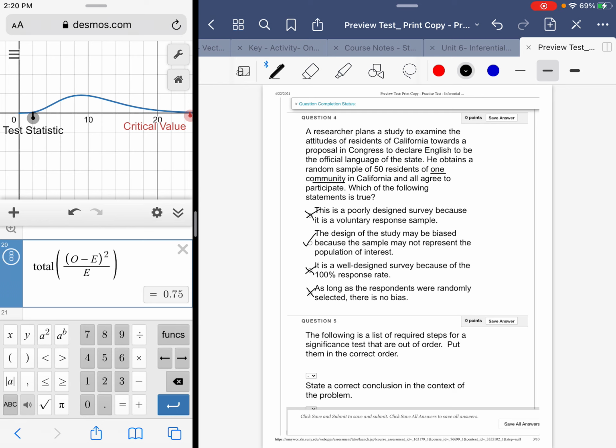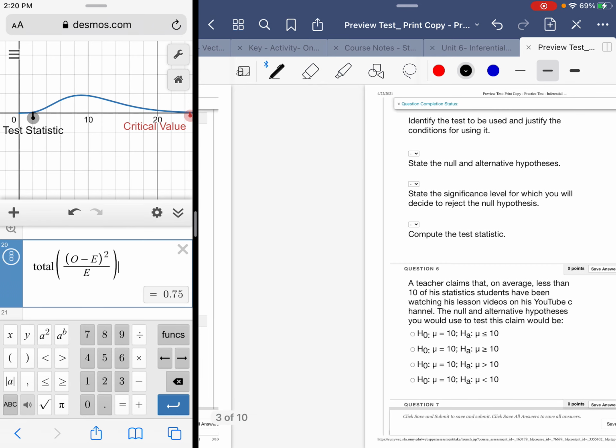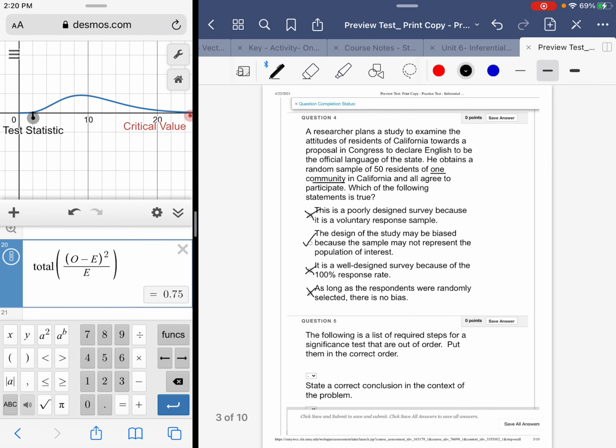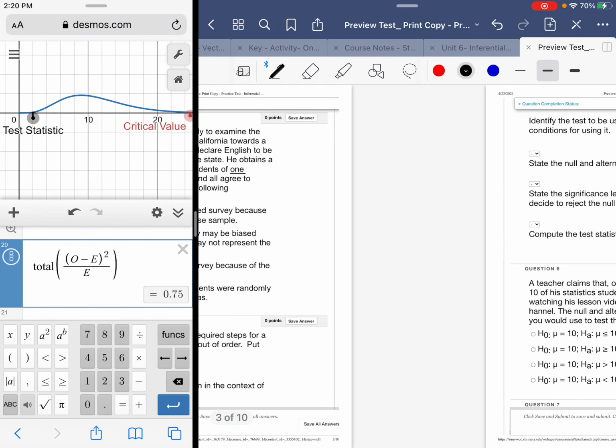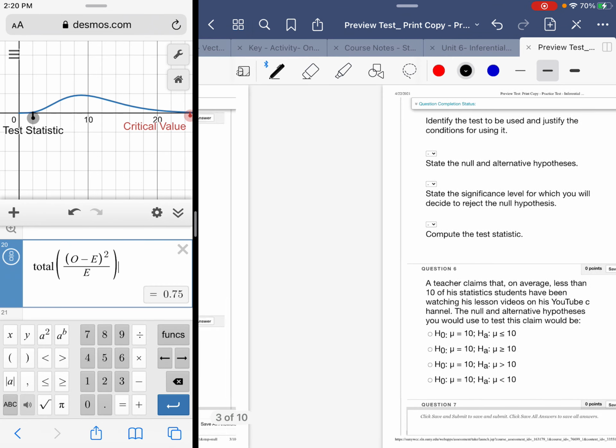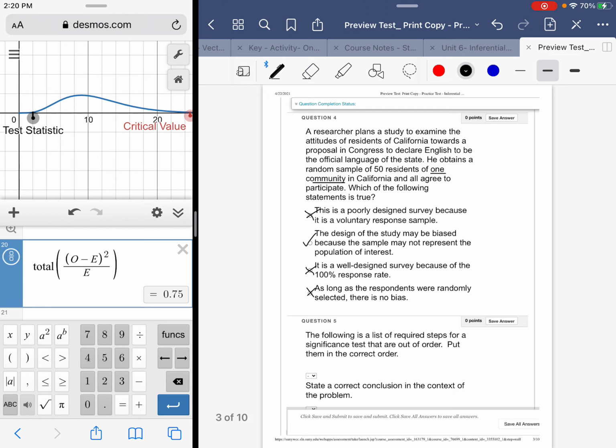All right. Now, number 5, again, another one that got cut off. I think the most important parts of it are still in play here, though. I think the p-value one is the one that got cut off, so that's important, so I'll just jot that down in there. That's this one: compute the p-value. All right. So the following is a list of required steps for a significance test that are out of order. Put them in the correct order.